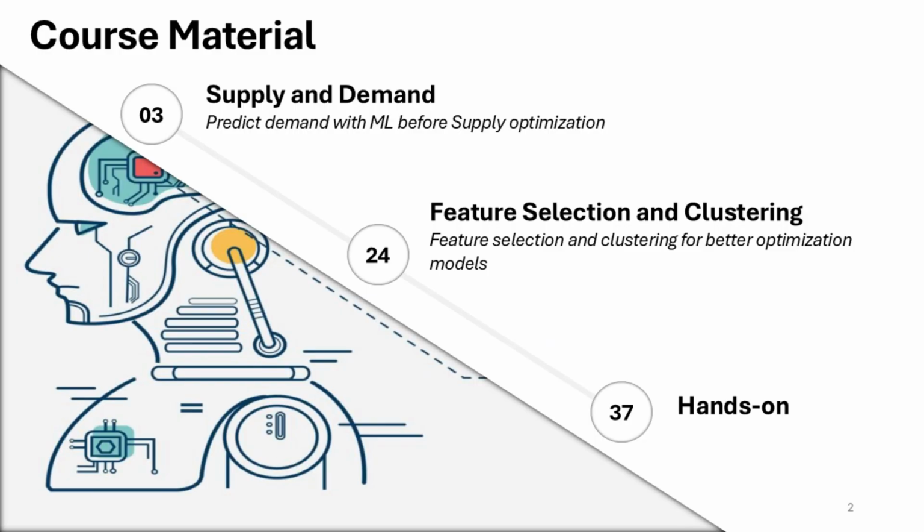Our course is divided into three main pillars to give you a complete understanding of the field. First, we look at supply and demand. Here we use machine learning to predict what customers want before we even start the optimization process. Second, we dive into feature selection and clustering. This step is vital because it helps us identify which pieces of data are truly important for our models. By grouping similar data points, we can create more accurate and efficient optimization strategies.